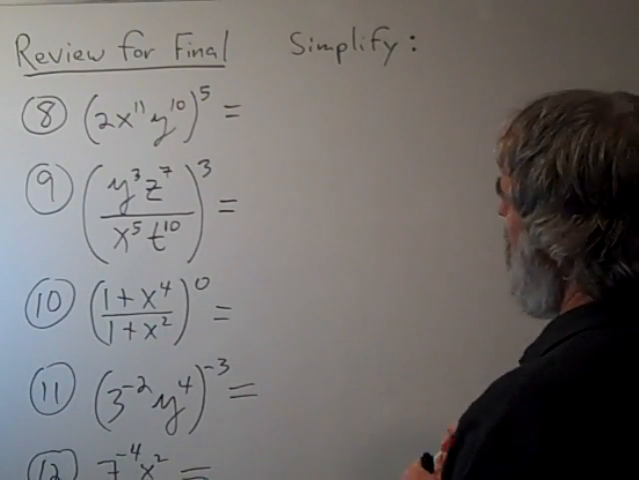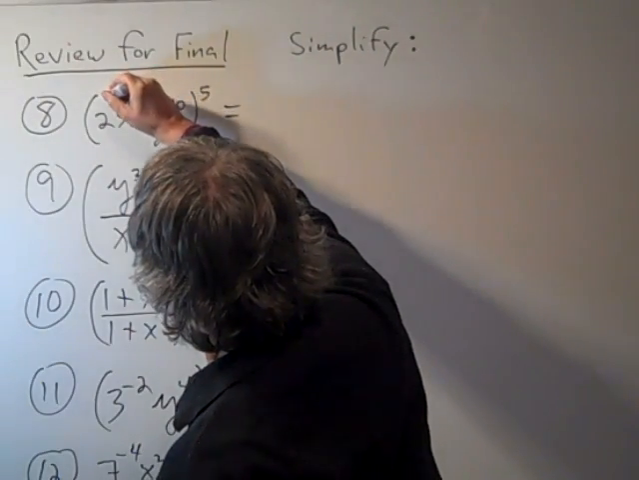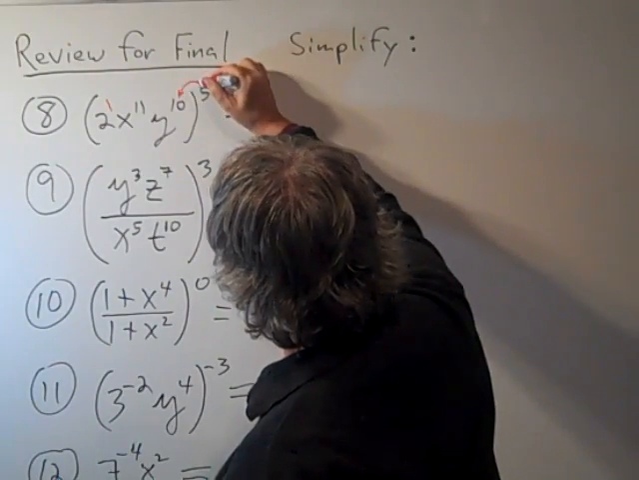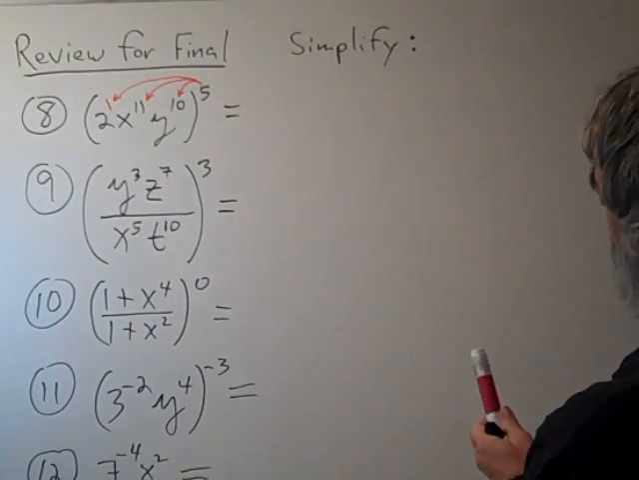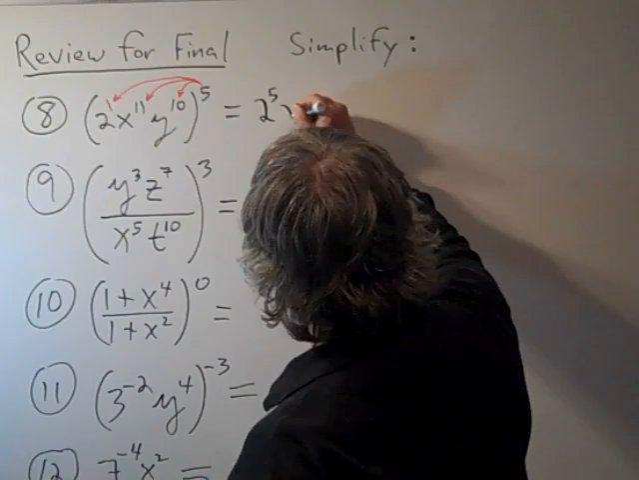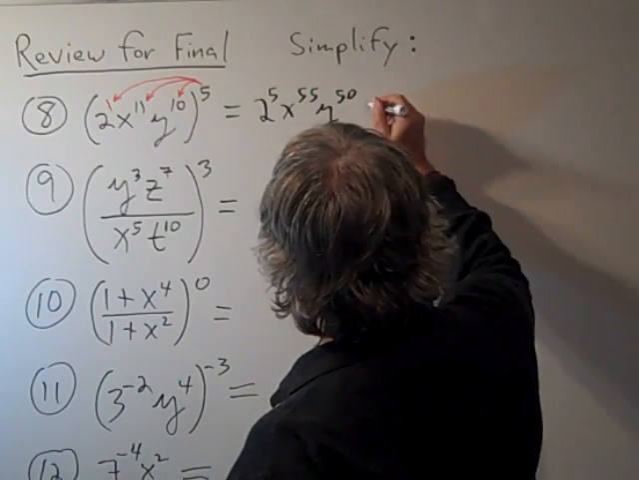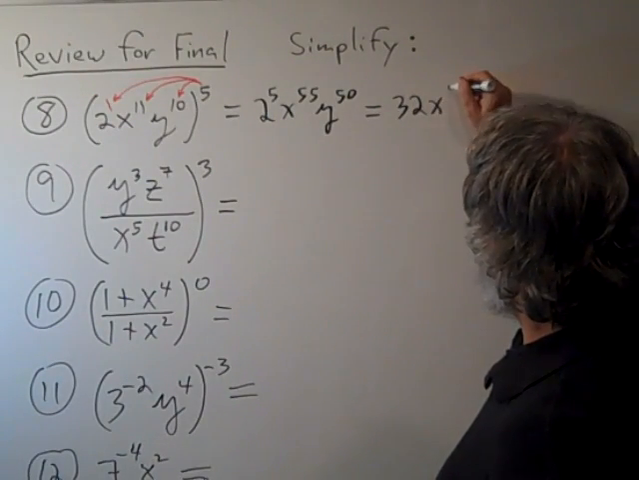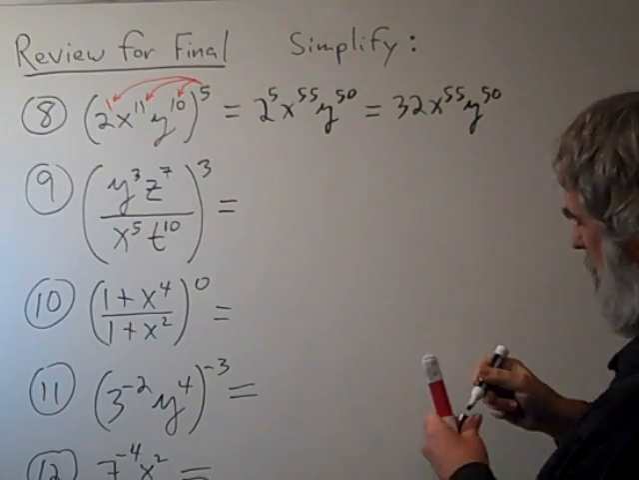For the first problem, we're going to distribute the exponent of 5 through the parentheses. It helps to put a 1 for the 2 since it doesn't have an exponent showing explicitly. Multiplying each of the exponents by 5, this becomes 2 to the 5th power, x to the 55th power, y to the 50th power, and 2 to the 5th power is 32. So we can write this as 32 x to the 55th power times y to the 50th power.